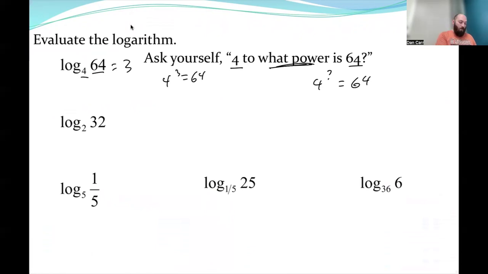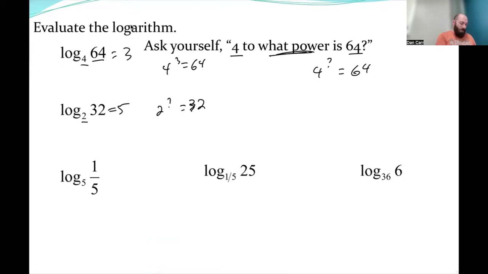2 raised to what power gives me 32? So a lot of these are pretty straightforward, you can just multiply it out real quick. So 2 times 2 is 4, times 2 is 8, times 2 is 16, times 2 is 32. There's 5. So that's why this comes out to 5.